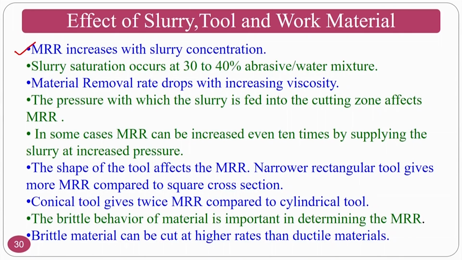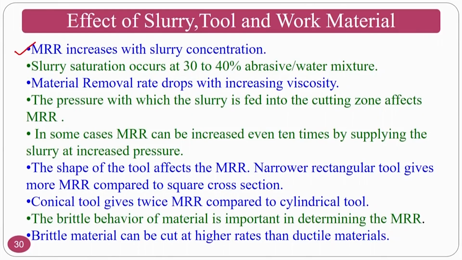So, if your abrasive particles are more, what will happen? Material removal will obviously be more, because the number of abrasive particles per unit time hitting the workpiece will be very high. So, slurry saturation occurs at 30 to 40% of abrasives and water mixture. That means that you are advised to not use more than 30 to 40% of abrasives in the slurry.